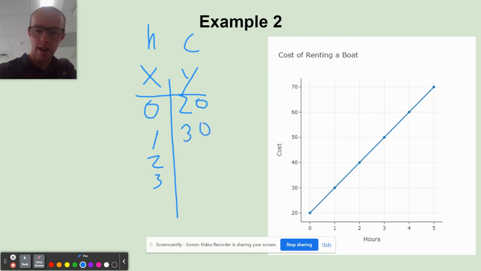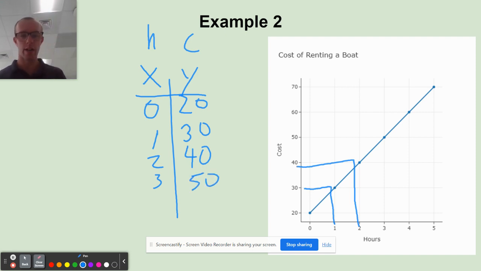Again, you can see this on the graph. 1 hour costs $30. I add 10 again, it's 40. Again, I can see it on the graph. 2 hours costs $40. Add 10 again, it's 50. All right, and so here I have my table. These two things show the exact same relationship. They show the relationship between how many hours you rent the boat and what the cost is. They just show it in a different way. You have to be able to read linear functions in all the 4 ways: stories, equations, tables, and graphs.